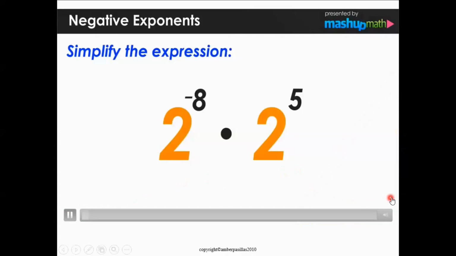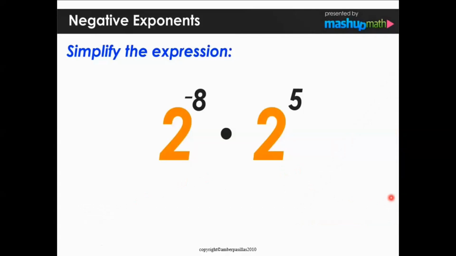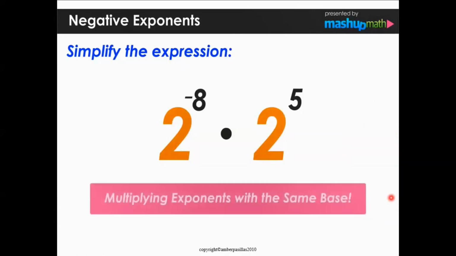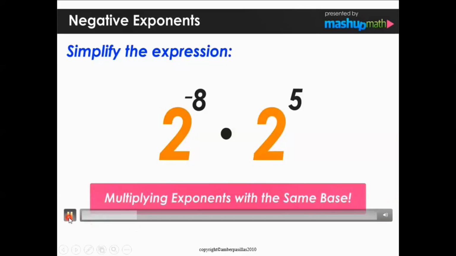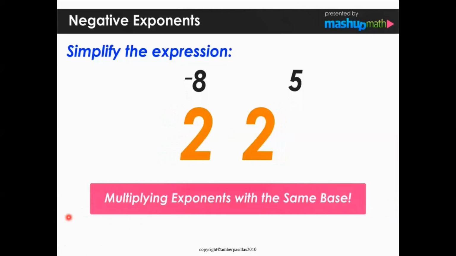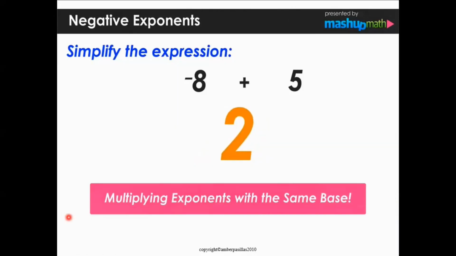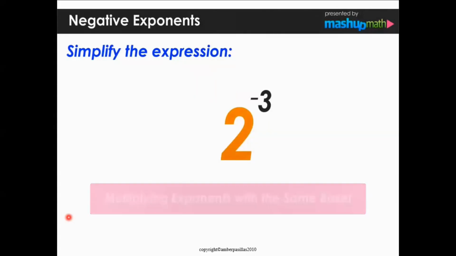So now we can apply our understanding of negative exponents to an example where we want to simplify the expression 2 to the -8 power multiplied by 2 to the +5 power. Exponents with the same base: we know that there's a rule, and that rule is that we can add exponents together. In this case, -8 plus 5 is equal to -3. So now we have 2 raised to the -3rd power.